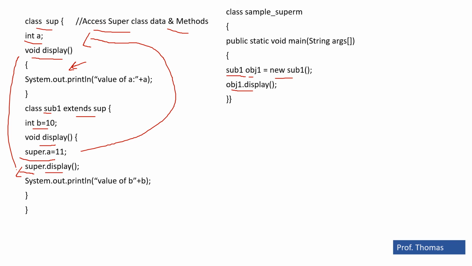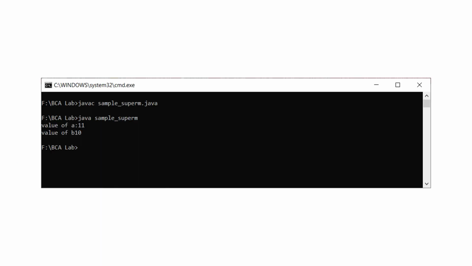Using the super keyword, we also initialize the superclass variable. Here we see the output of the previous program: the value of a equal to 11 and the value of b equal to 10. Thank you.